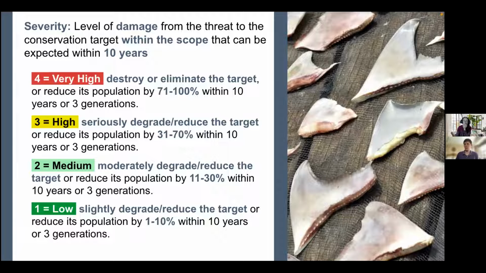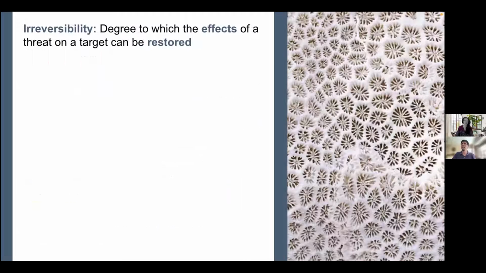So if we think of it, the extent shows us how much of the population of the species or the ecosystem is being affected. And severity tells us how deep or how worrisome is that effect. Is it killing them? Is it maiming them? What is it doing to the extent? Is it destroying, degrading, reducing, etc.? And irreversibility is the degree to which the effects of the threat on a target can be restored.